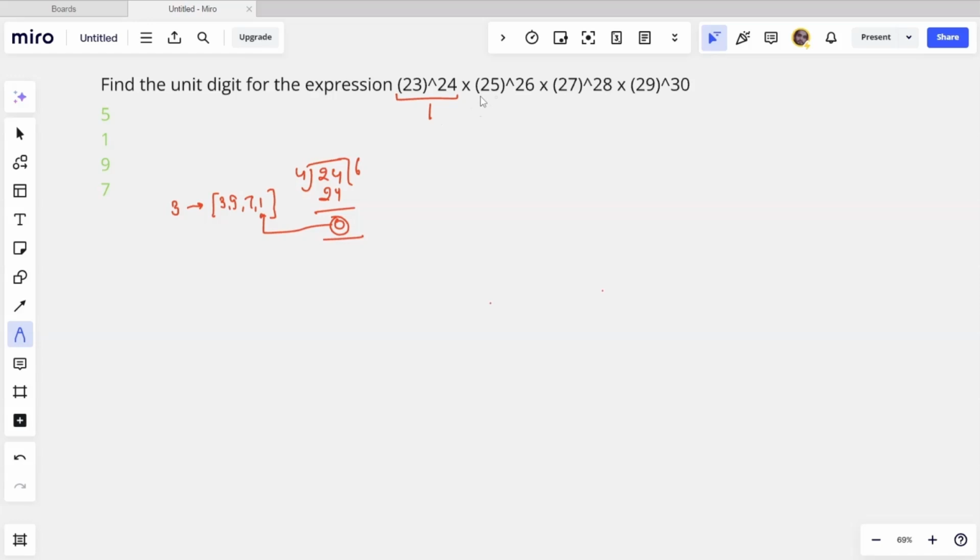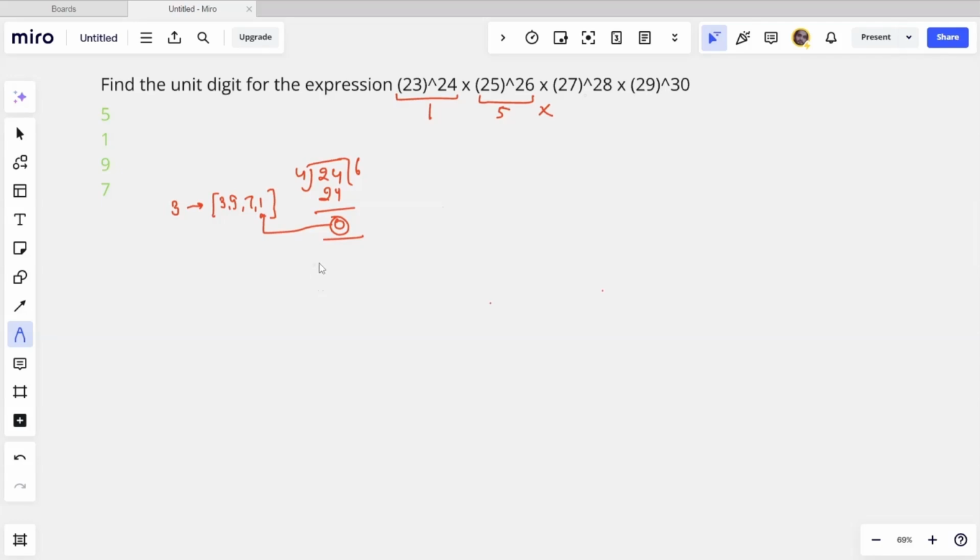Now let's try to solve the other part, which is 25 raised to the power 26. It is already solved, because we know if the base unit digit is 5, the resultant will be 5, and the power of the base doesn't matter if the unit digit of the base is 5. So the resultant will always be 5. Into 27 raised to the power 28.